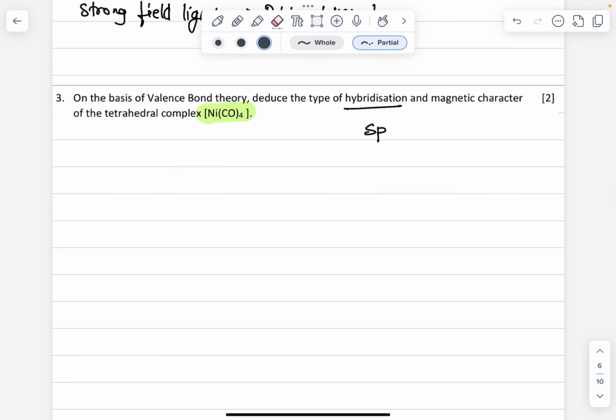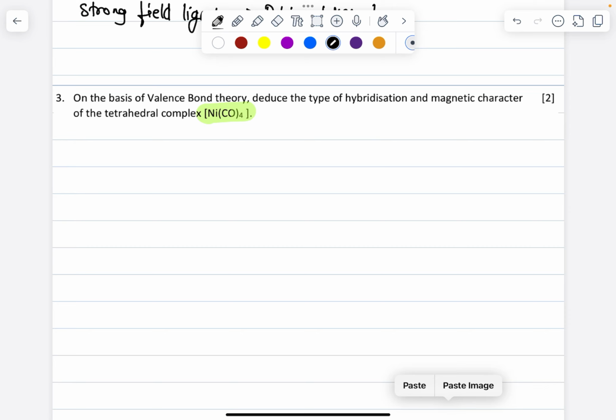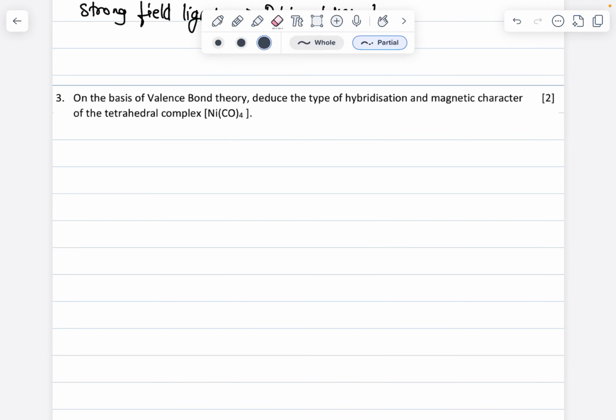So these questions are very simple. If you can figure out the hybridization, you can easily say the structure. They have also mentioned a tetrahedral complex. The question is further based on valence bond theory. Understand, tetrahedral means the hybridization should be sp3. We have to figure out what the magnetic character is. We'll go step by step.